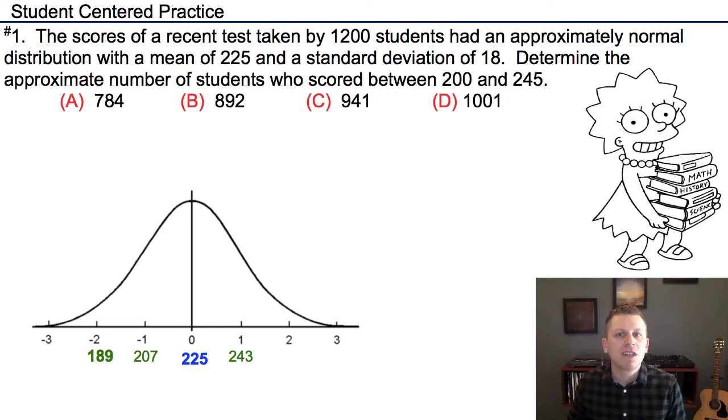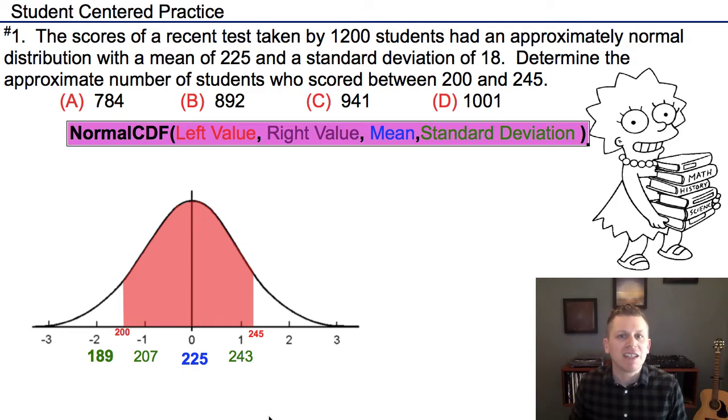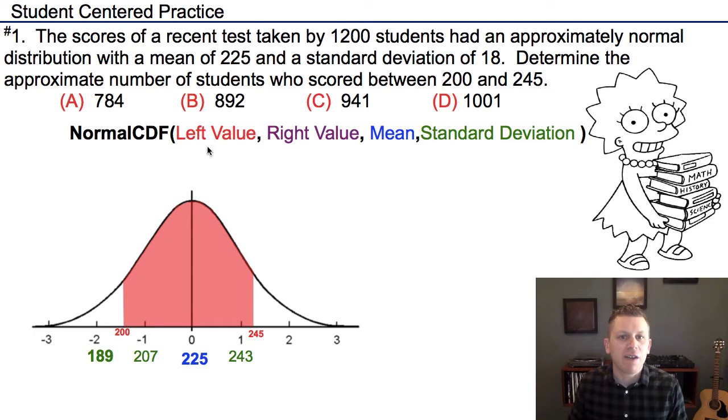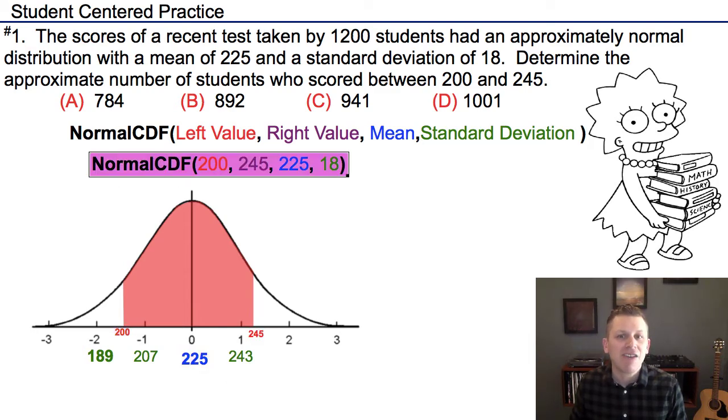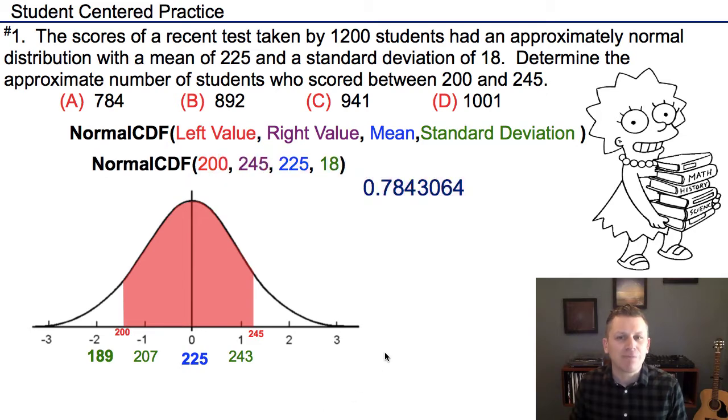Now, I want to know what percentage of data is between 200 and 245. Well, that's going to be about here. I can see that this is a very large percentage of the data by how much of the curve was shaded. Now I'm going to use my normalcdf formula. My leftmost value that I want to compute is 200. My rightmost value is 245. The mean is 225, and the standard deviation we said was 18. Calculating this, I get this number here. What this means is that on this recent test, about 78% of students scored between a 200 and a 245.